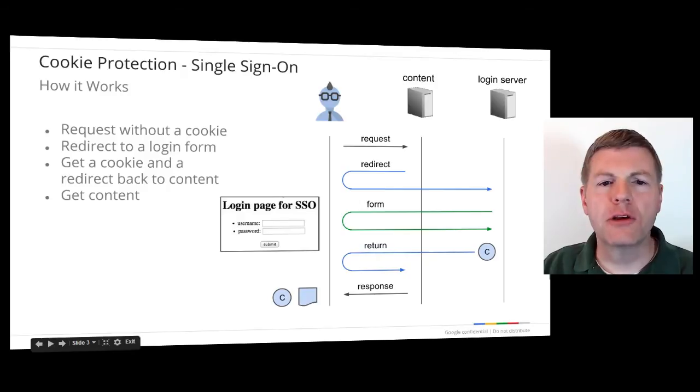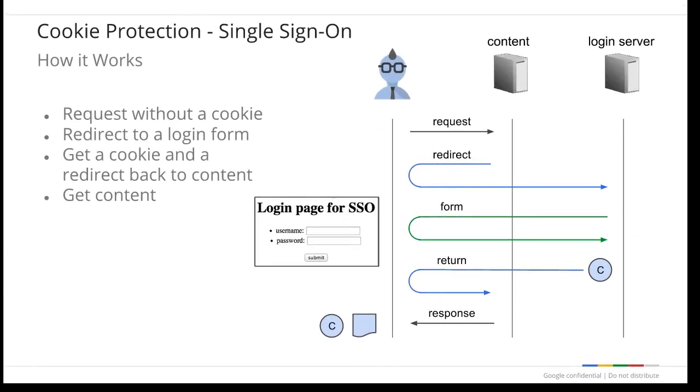What happens when a user visits cookie-protected content without the search appliance? Assuming this is the user's first visit, the user sends a request to the content server, and the content server sees there's no cookie in the request. The content server then redirects the user to a login form. This login form may be on the same server as the content or on a different server. It's common, for example, for web applications to be completely self-contained and have their own login forms.